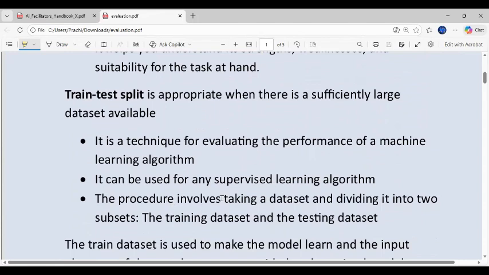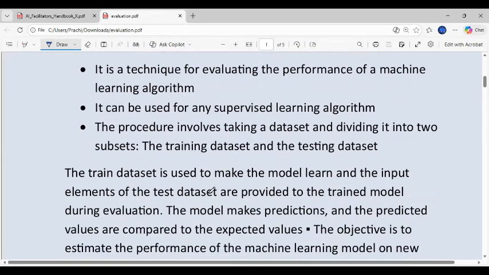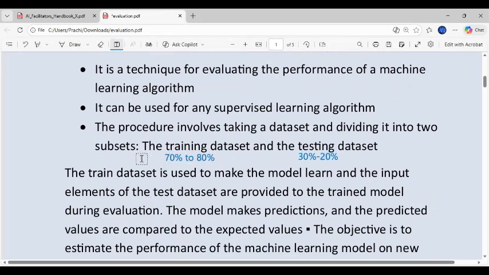The procedure involves taking the data set and dividing it into two subsets. The first subset is the training data set and the second one is the testing data set. Here you have to remember that generally the training data set is taken as 70% or 80% of the total data, while the testing data set is taken as 30% or 20% of the total data set.